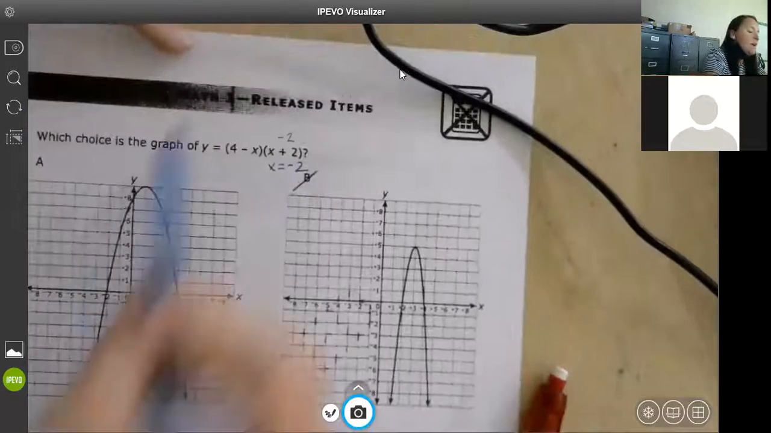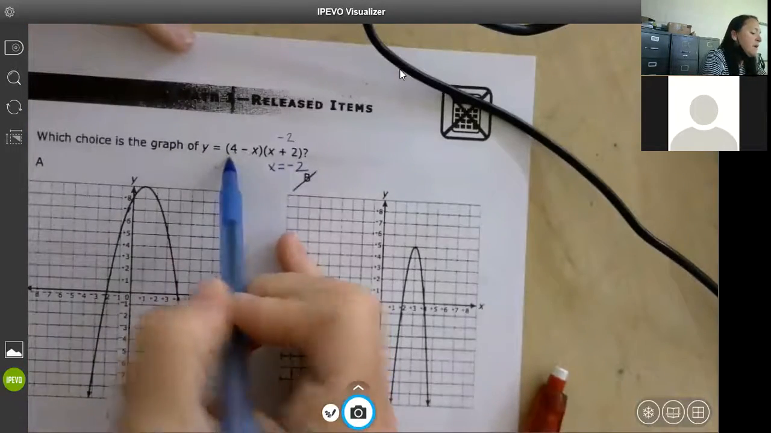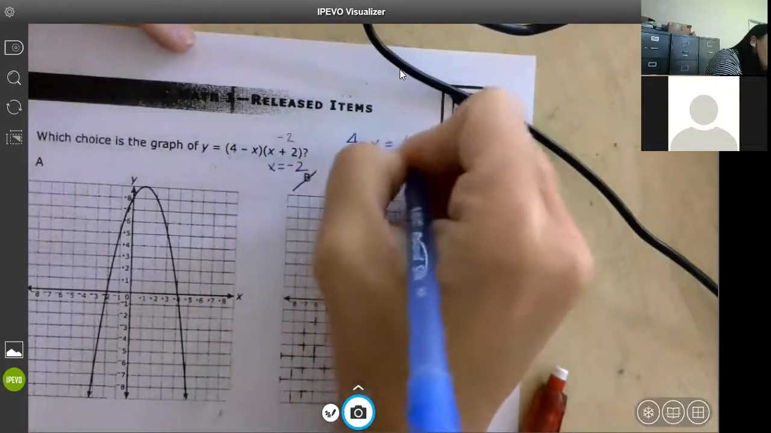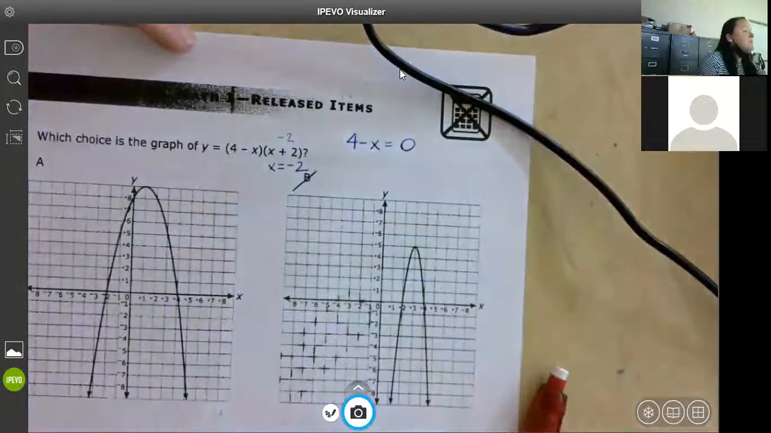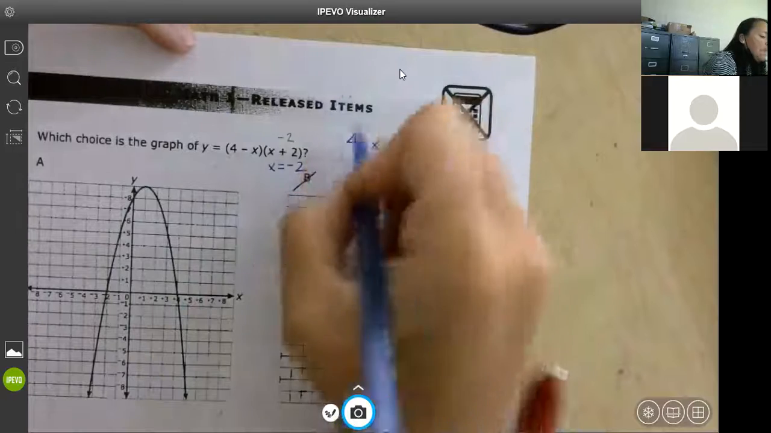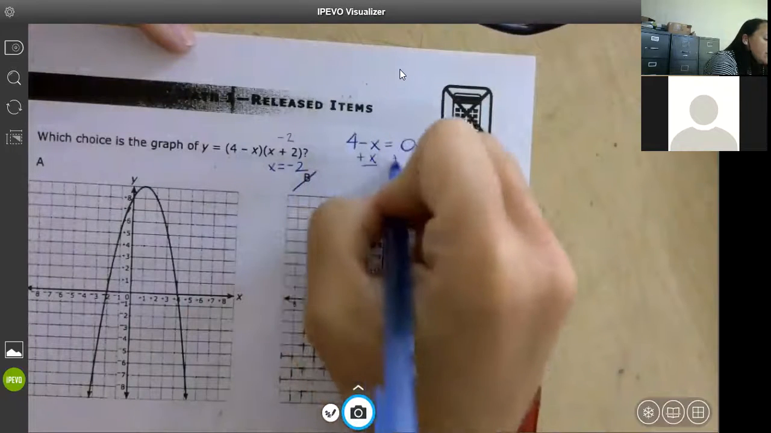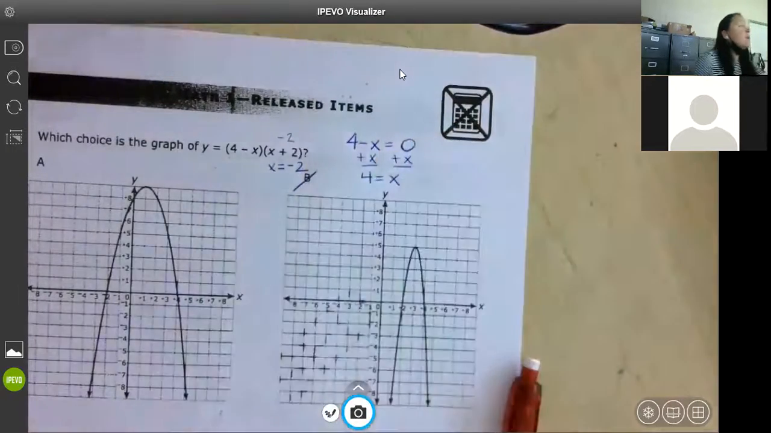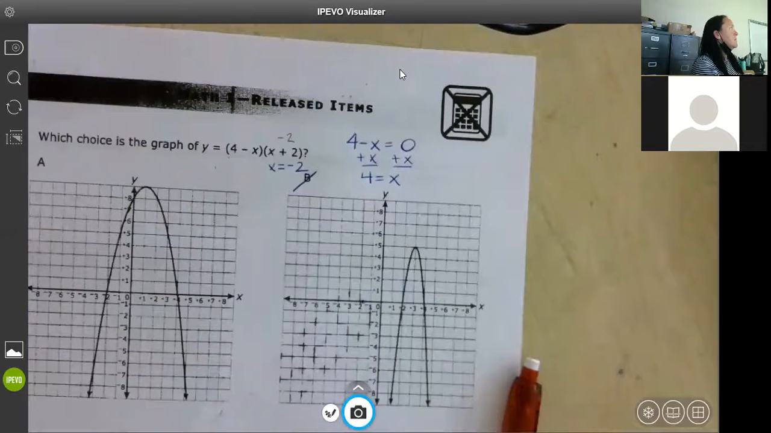So now you have to be careful on this one, okay? This is where they try to trick you. Remember, we set factors equal to 0. I'm going to add this x over, and we get that 4 equals x. Okay, so that's where they try to trick you on this one. So it's not that the questions are hard, but there's little spots where they like to trick you.